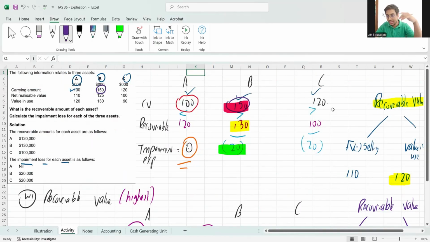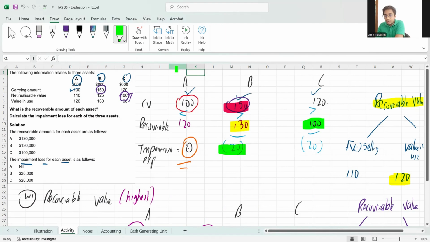In terms of C also, your carrying amount is only 120 million. You have recorded it as 120 million. In terms of fair value, if you sell it to a third party, you can generate 100. In terms of value in use, you can only generate 90. So out of these two options, which is the highest maximum benefit in terms of your recoverable value? It is your 100. Yes.